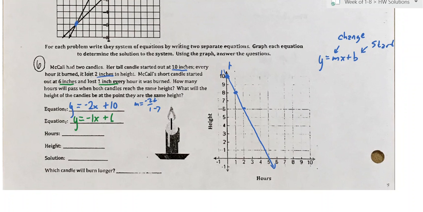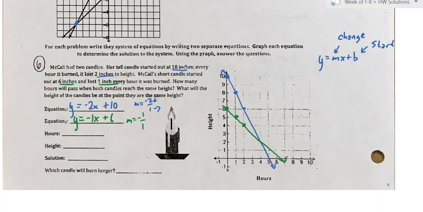Okay. The second one is similar. Here your slope is negative 1, or as a fraction it's negative 1 over 1. So I start at 6. I move down 1 over 1, down 1 over 1. I'm going to draw a line as straight as I can draw it.